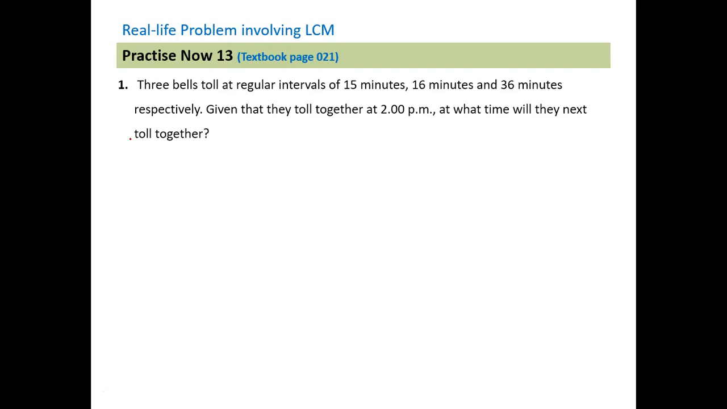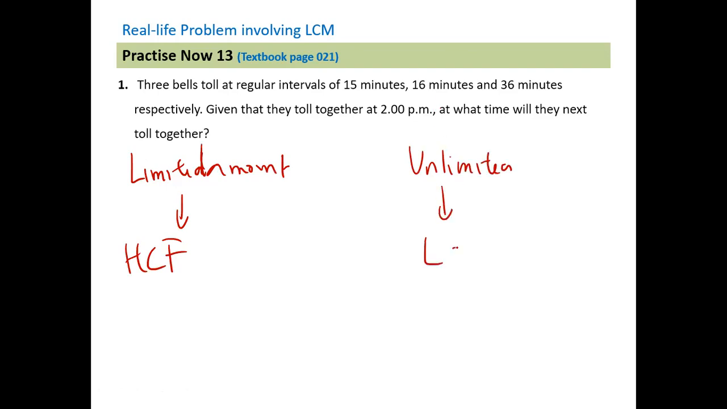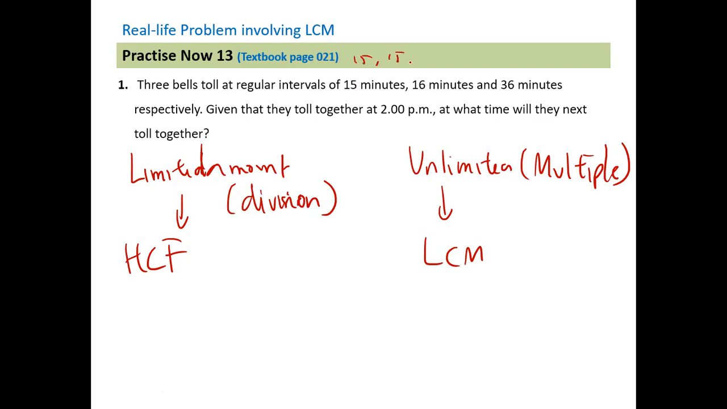So let's memorize again. If it is a limited amount, you use factor, so HCF. If it is unlimited, meaning it can repeat all the time, you use LCM or multiples. This one is division. Multiply and division: 15 times 2, right? It's for the next ring. 15 times 3, or plus 15, up to you, depending on what you want to do.